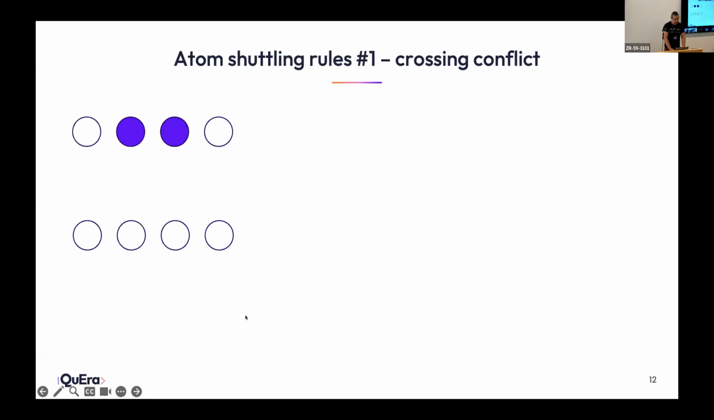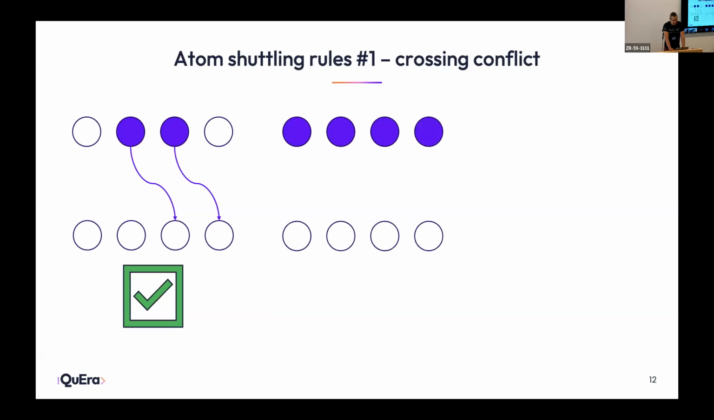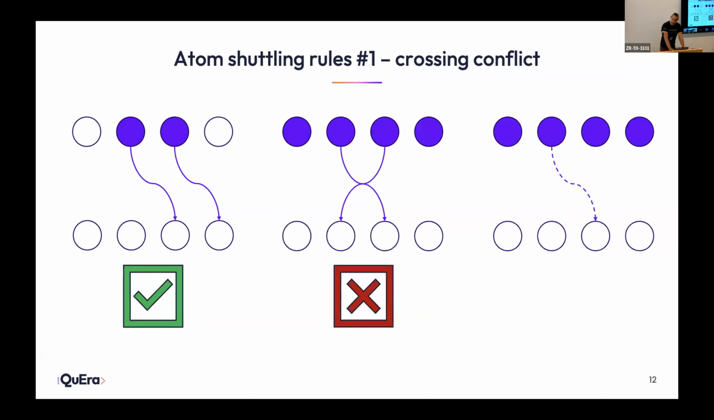Good. So let's look at the shuttling rules, what you can do and what you can't do. The first thing you can do is take two atoms and move them in parallel. No problem. They move side by side, no questions asked. The next question is, can you cross them? And the answer is no, you cannot cross the beams. But you can move one and then move the other. That's okay, but it's 2 steps, so I give you yellow marks for that one.